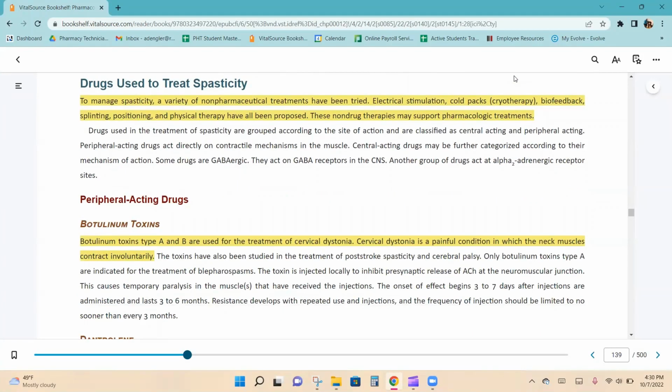To manage spasticity, a variety of non-pharmaceutical treatments have been tried. Electrical stimulation, cryotherapy, cold packs, biofeedback, splinting, positioning, physical therapy, they've all been proposed. These non-drug therapies may support pharmacological treatments.